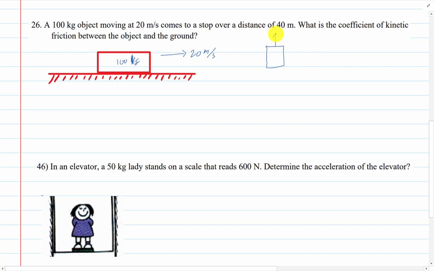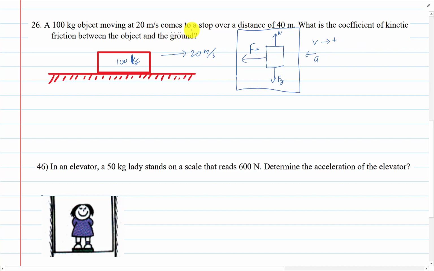There's a normal force, because it's sitting on the ground. There's a force of gravity, because it's on the earth. And there's a force of friction. And that is the free body diagram. Its acceleration is this way, but its velocity is this way. I'm going to call this positive, so we'll have a negative acceleration. Let's just do that. Here we go.